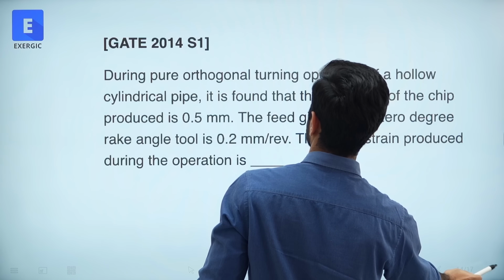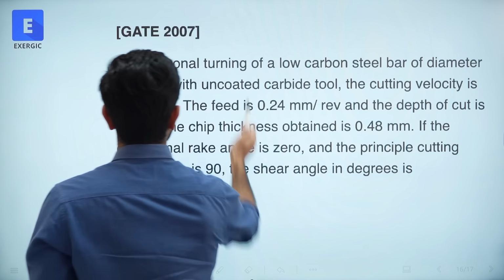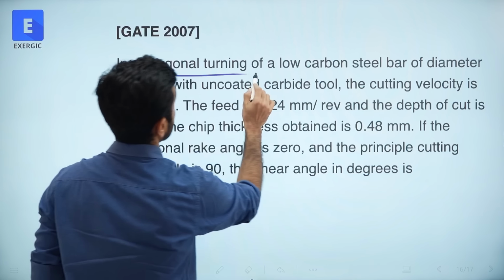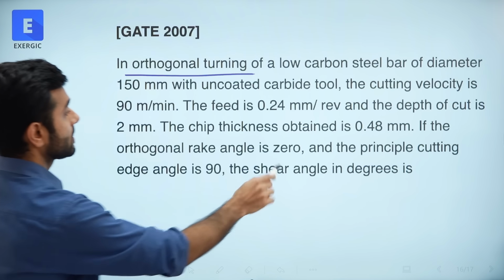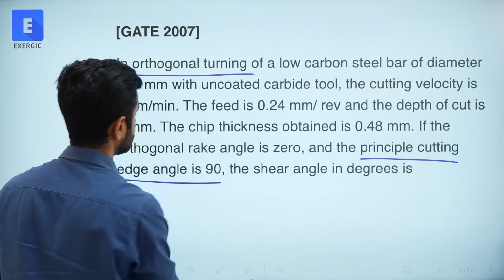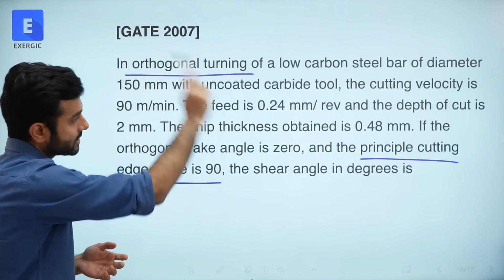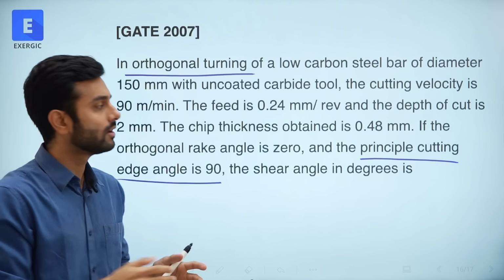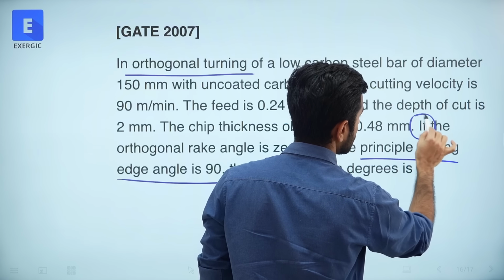So, not done yet. There are, I think, a couple more questions to discuss. Now, this question is being shared where orthogonal turning is written and it is written principal cutting edge angle is 90. So, orthogonal turning has to have principal cutting edge as 90? No, it actually tells the opposite. It gives you the condition. You missed this word, if.